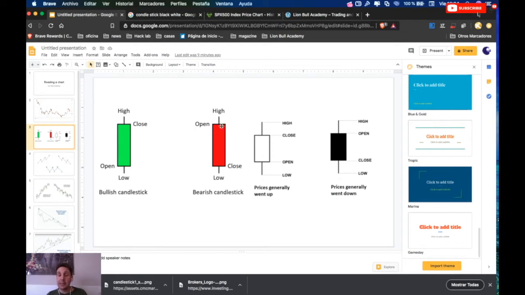Like in exactly this example, when the price opens, you see it has this high above the open position, this tail. It means that at one time when the price was moving, the candle was green, but then it started going down and closed below the open price.